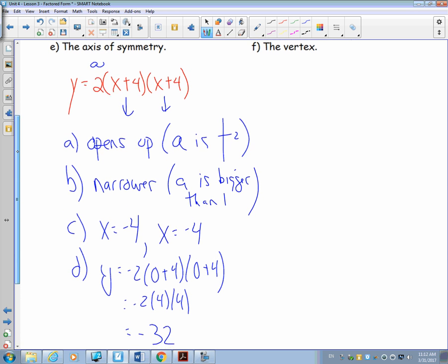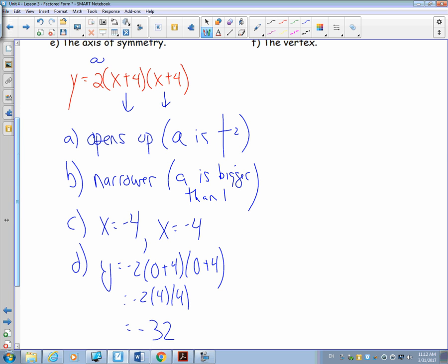Okay, E, the axis of symmetry. We'll put it over here so we can see it. Axis of symmetry is my zeros. This is AOS, okay, axis of symmetry. -4 plus -4 divided by 2. Well, that gives me -8 over 2, which is -4. It kind of should make sense. The average of -4 and -4 is itself, right? It's the same number.